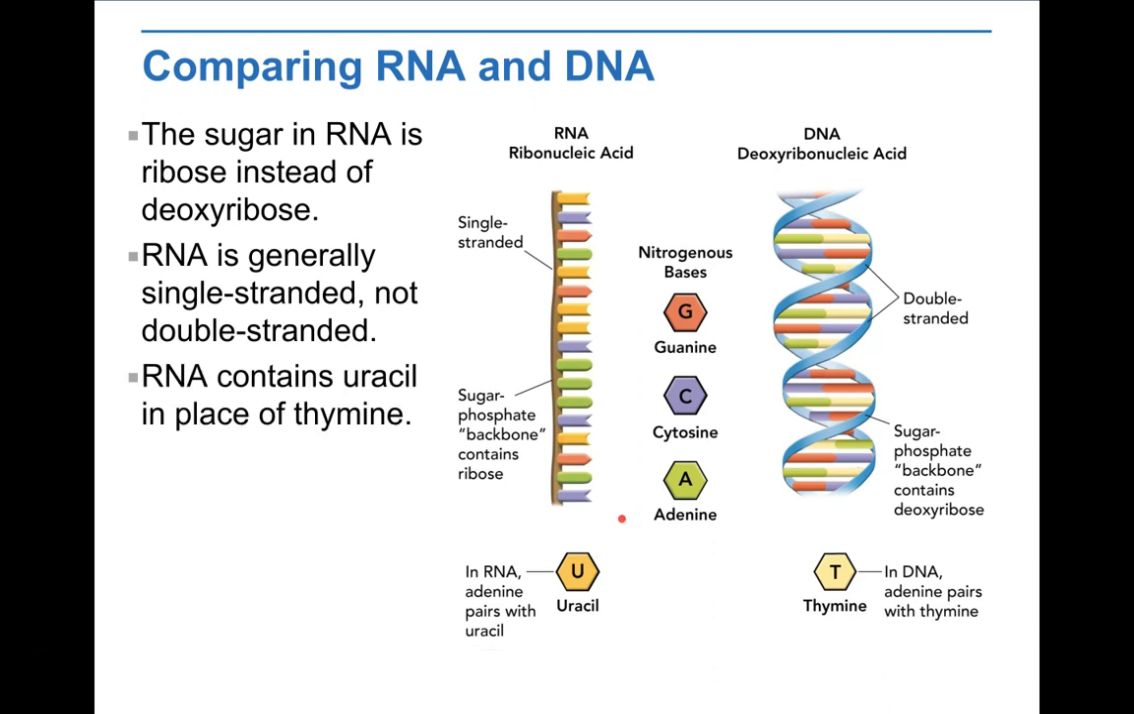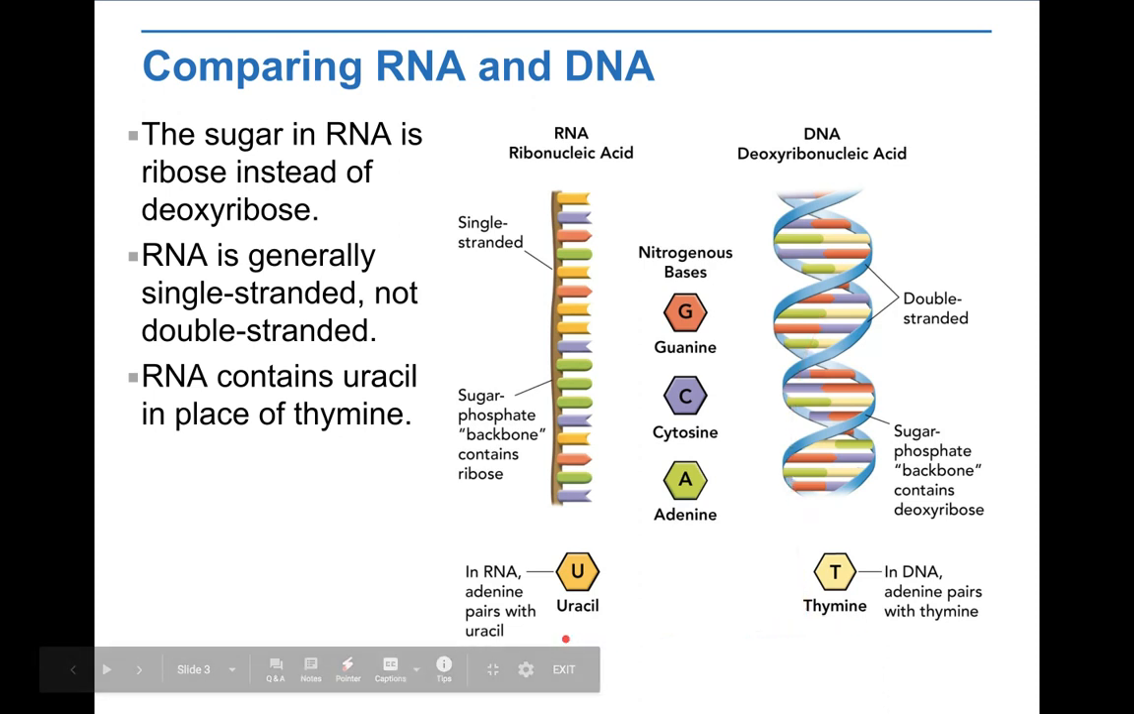Another point I want to make about the structural similarities and differences is that some of the nitrogenous bases we can find in both of these molecules, but some are unique to only one of these molecules. So we can see guanine, cytosine, and adenine are nitrogenous bases that are found in both RNA and DNA molecules. When we look at the ones that are listed down here, these are specific to RNA, and this one's specific to DNA. So it's only in DNA molecules that we'll find this nitrogenous base, thymine, and it's only in RNA that we'll find this nitrogenous base, uracil.